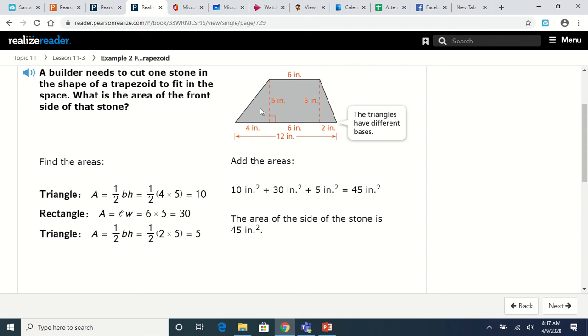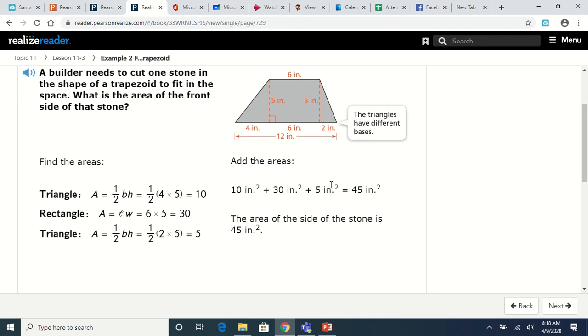Now, we're still not done. We have to go and figure out the other triangle. So you have a base of 2 inches and a height of 5 inches. So you're going to have to find the area. So we would put that, once again, into the 1/2 base times height, or base times height divided by 2. 2 times 5 divided by 2. 2 times 5 is 10. 10 divided by 2 is 5, which gives us right here 5 inches squared.